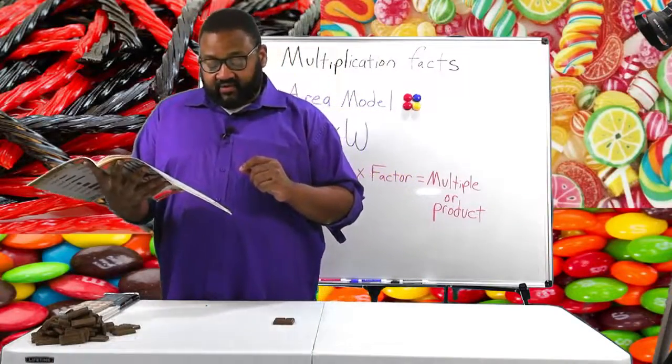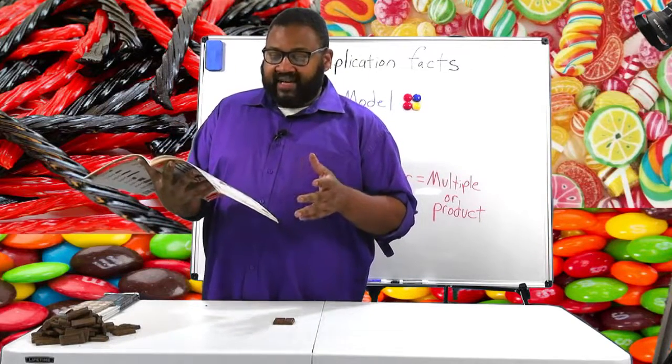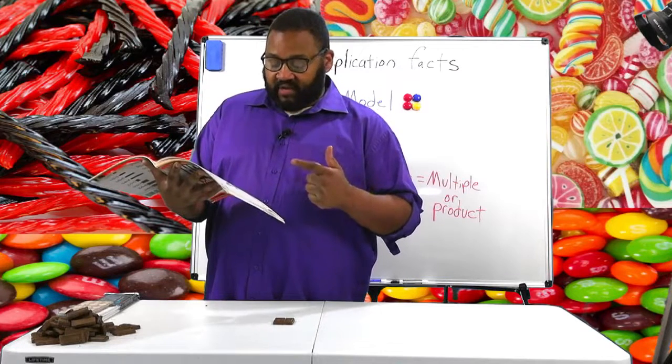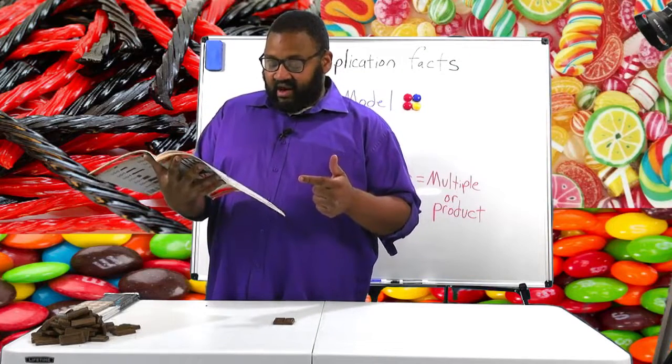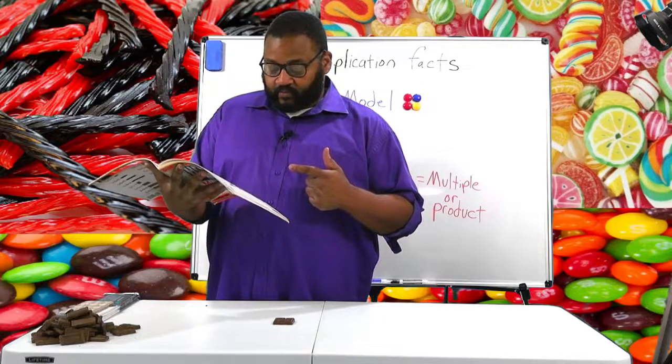1 times 2 equals 2. This is called the commutative property of multiplication, where that's why we're able to say 1 times 2 or 2 times 1. They're both going to equal 2. That's called the commutative property of multiplication.